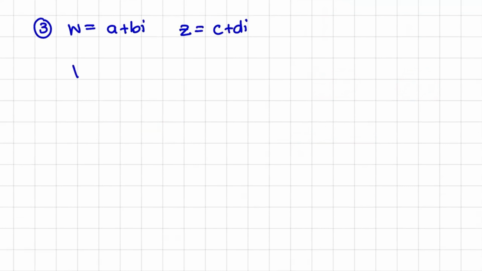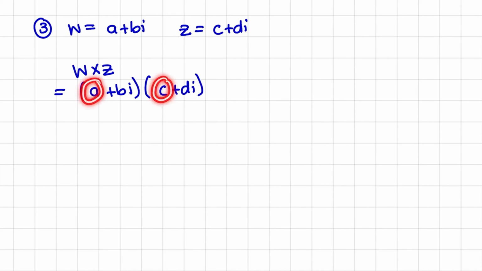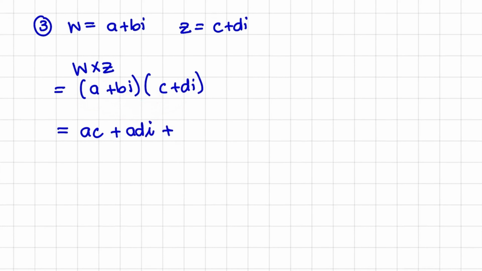In our third example, we will multiply complex numbers with one another. So now we need to remember to use parentheses or brackets. So it's (a plus bi) times (c plus di). And you would expand the brackets as you have learned how to do it in algebra. So it will be a times c, which is ac, plus a times di, which is adi, plus bi times c, which is bci, plus bi times di, which is bdi squared.